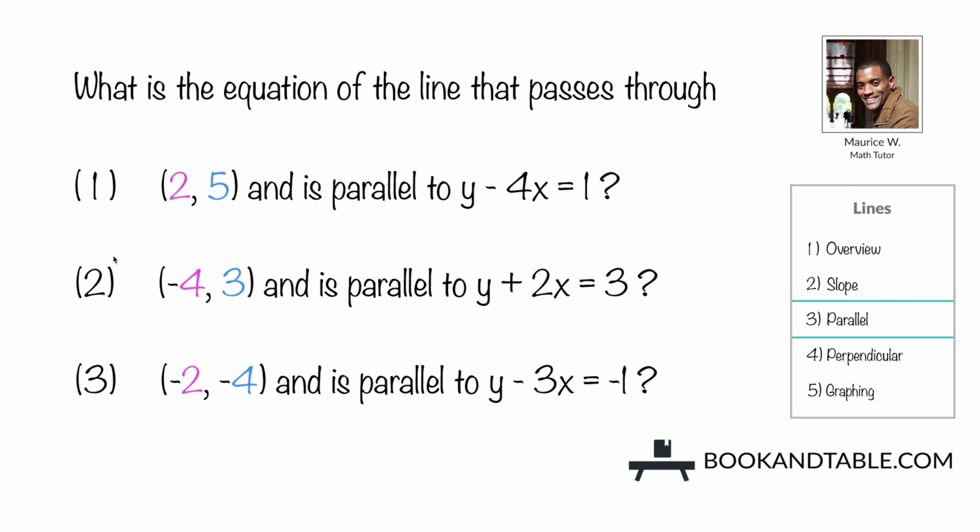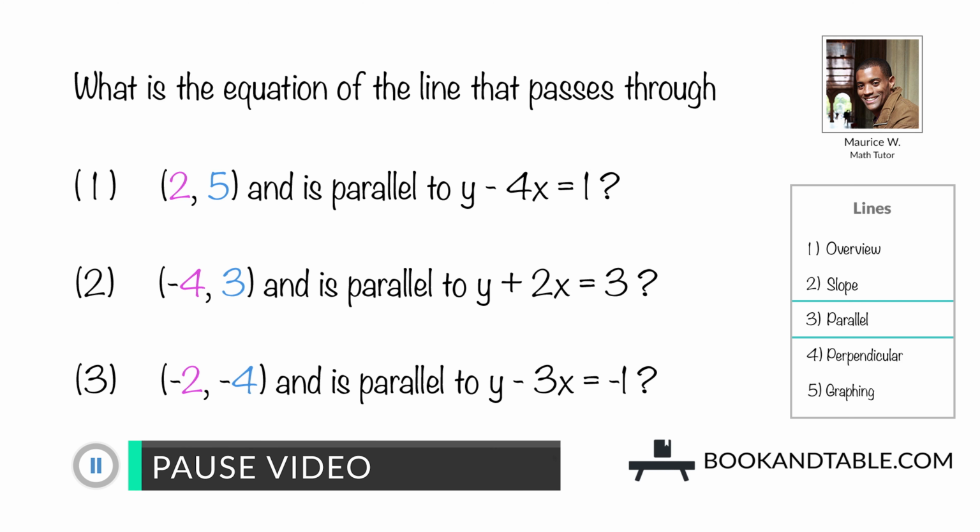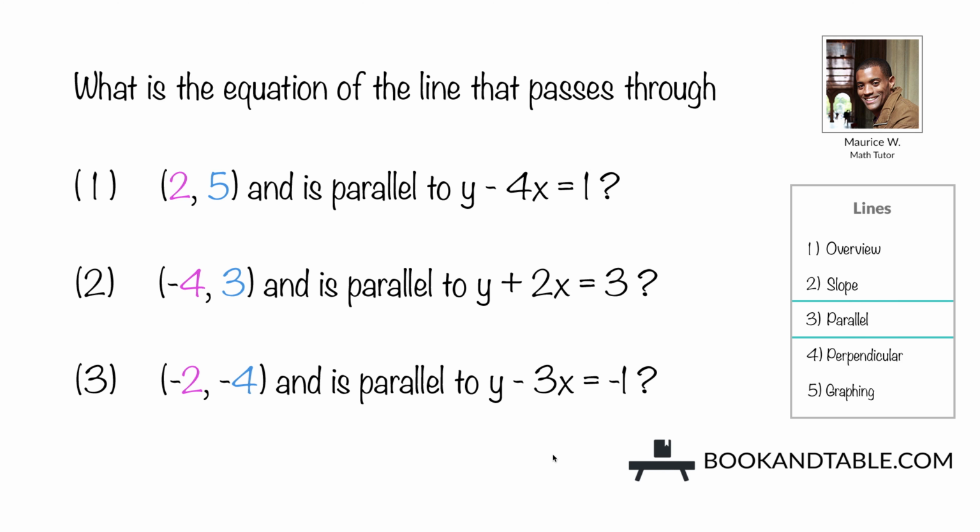Question number 2. What is the equation of the line that passes through (-4, 3) and is parallel to y + 2x = 3? And question number 3. What is the equation of the line that passes through (-2, -4) and is parallel to y - 3x = -1? Pause the video, answer these questions, and then press play when you are ready to begin.